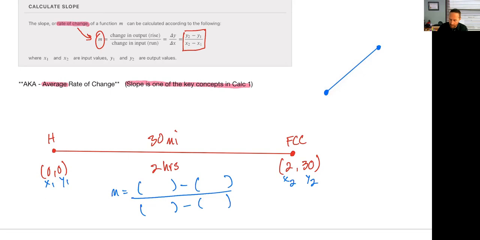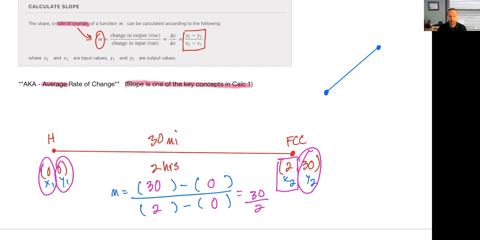So for this, I'm going to go ahead and, like I mentioned before, try to plug in things that will give me positive values. So I'm going to start with the y2 and then subtract the y1. And then I will do consistently, since I started with the y2 first, I'm going to do the x2 and then subtract the x1. Again, being consistent. So that then gives me 30 divided by 2, which I can simplify to be 15 over 1, or just 15. Now remember, we're not just talking x's and y's, we're talking miles and hours.